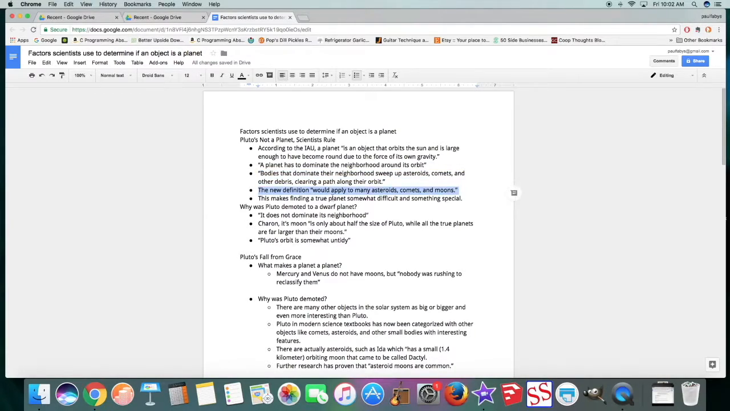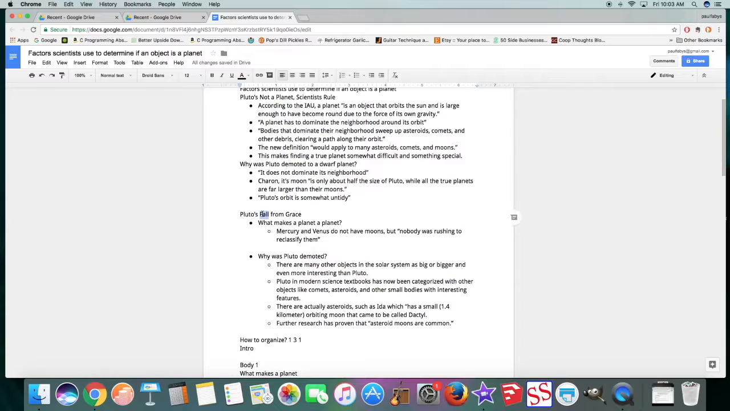So we went through and we got all of this information. We said, well, why it doesn't dominate its neighborhood, and Pluto's orbit is somewhat untidy. Then we went to Pluto's Fall from Grace, and we said, well, what makes a planet? Because one of the arguments was, well, Pluto has a moon, but Mercury and Venus don't. But nobody was rushing to reclassify Mercury and Venus because of their sheer size, because of the uniformity of their orbit.